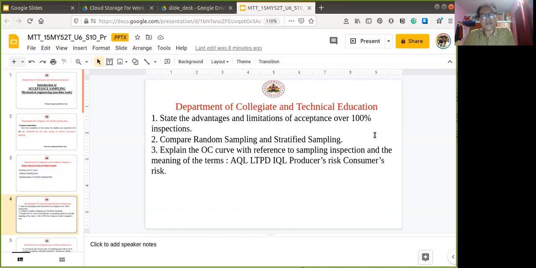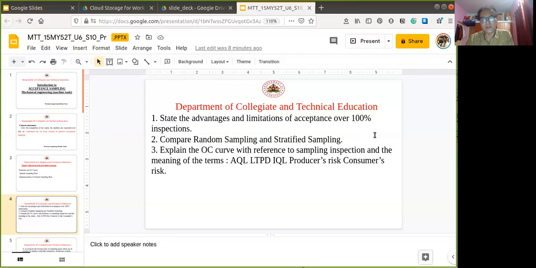The first question says: state the advantages and limitations of acceptance sampling over 100% inspection. You need to write the answer for this. I have explained acceptance sampling over 100% inspection in the first chapter, so you can refer to that and write it. The second one is: compare random sampling and stratified sampling. That is the second question.